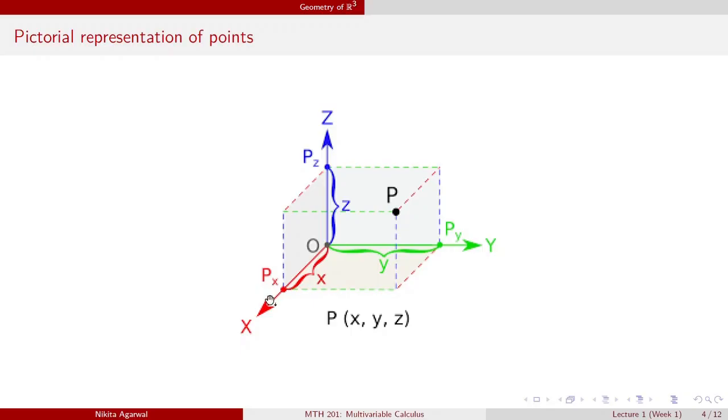Now what are the coordinates of this point P sub x? They are nothing but x comma 0 comma 0, because you are on the x-axis. There is no component, there is no coordinate of y and z.